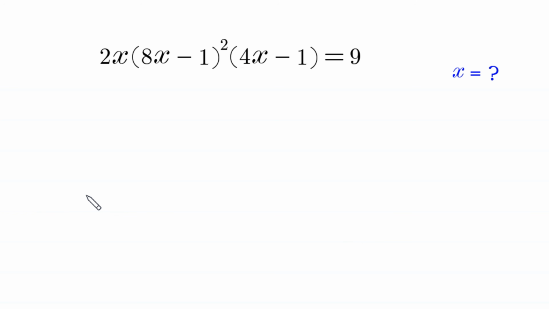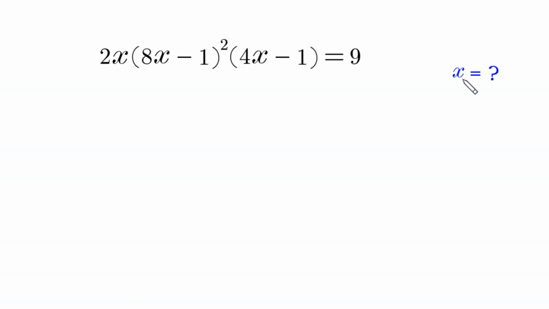Hello everyone, you are welcome to how to solve this very nice algebra equation: 2x times (8x minus 1) whole squared times (4x minus 1) is equal to 9. Our job is to find all possible values of x.